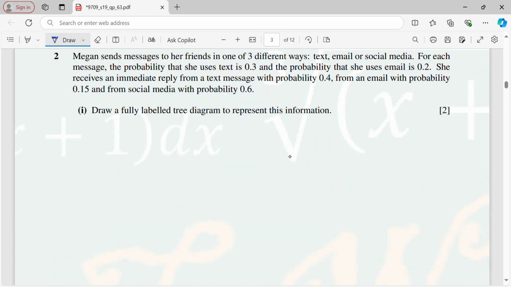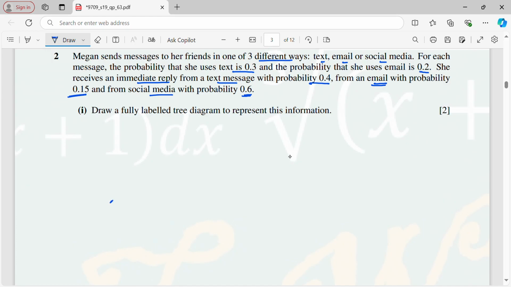Question number 2. Megan sends messages to her friends in one of three different ways: text, email, or social media. For each message, the probability that she uses text is 0.3. The probability that she uses email is 0.2. She receives an immediate reply with probability 0.4 from the text message. From email, it will be 0.15, and from social media, it will be 0.6. Now draw a fully labeled tree diagram to represent this information.